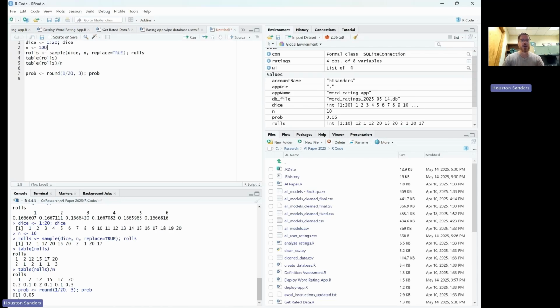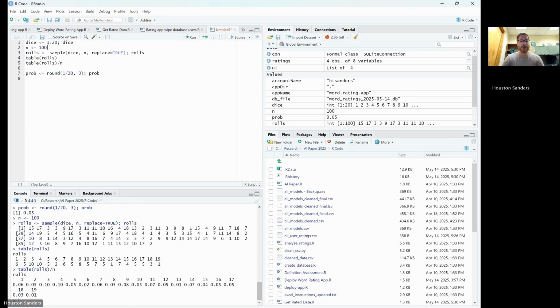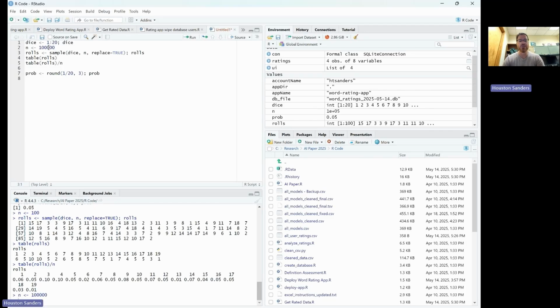So now let's do 100 dice rolls. Okay, getting a bit closer. 1 has a probability of 0.06, 2 has a probability of 0.05, 3 has a probability of 0.1, 4 has a probability of 0.1. So we're still not quite there, but we're getting closer. Let's say we did 100,000. So we're going to do 100,000 rolls.